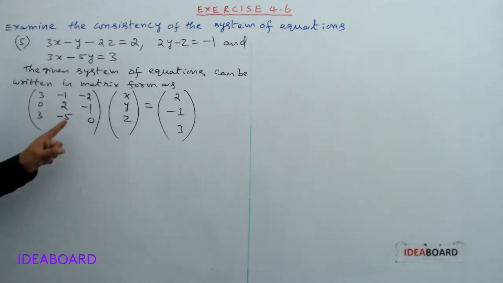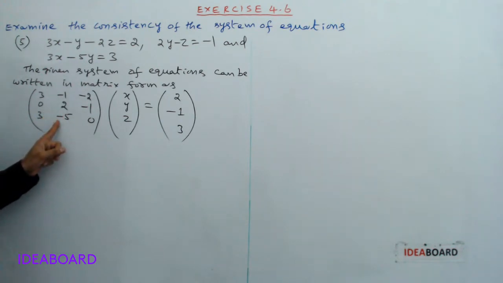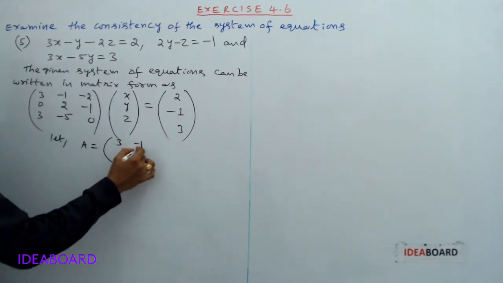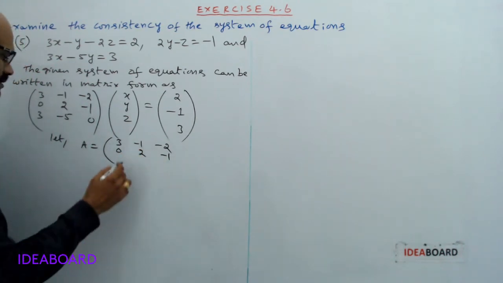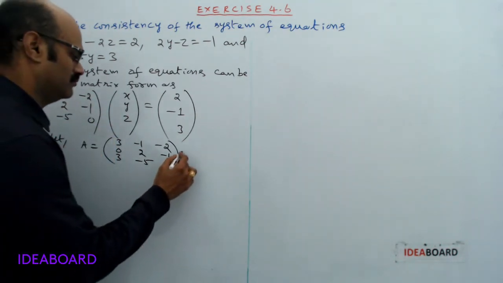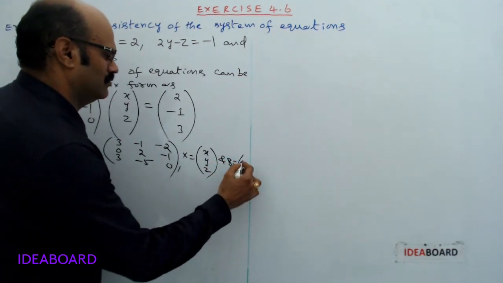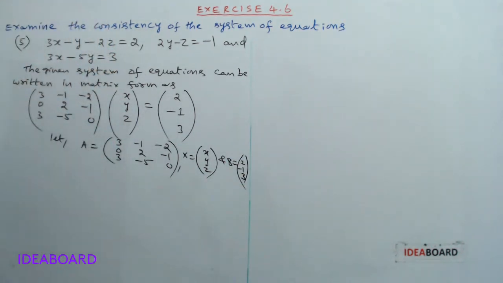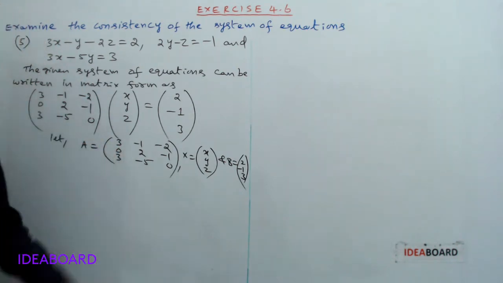Now here we have to verify whether A is a singular matrix or a non-singular matrix. Take this matrix equal to A. Let A equal to 3, minus 1, minus 2, 0, 2, minus 1, 3, minus 5, 0. X equal to x, y, z and B equal to 2, minus 1, 3. Now here we have to verify the det A value.